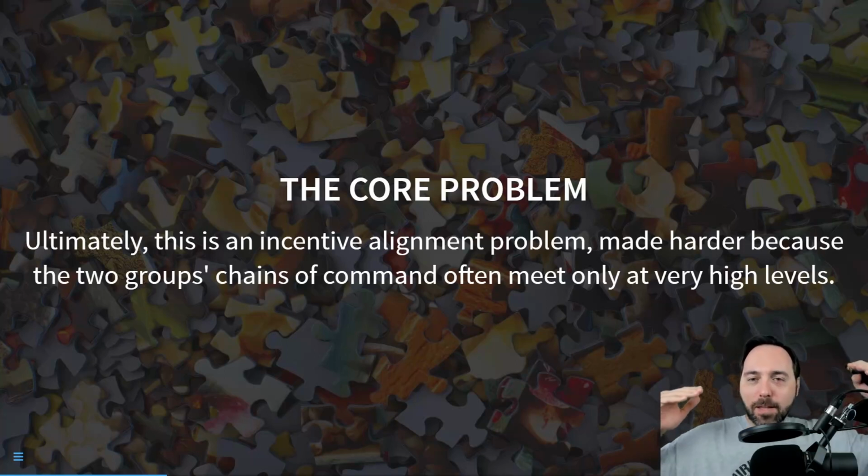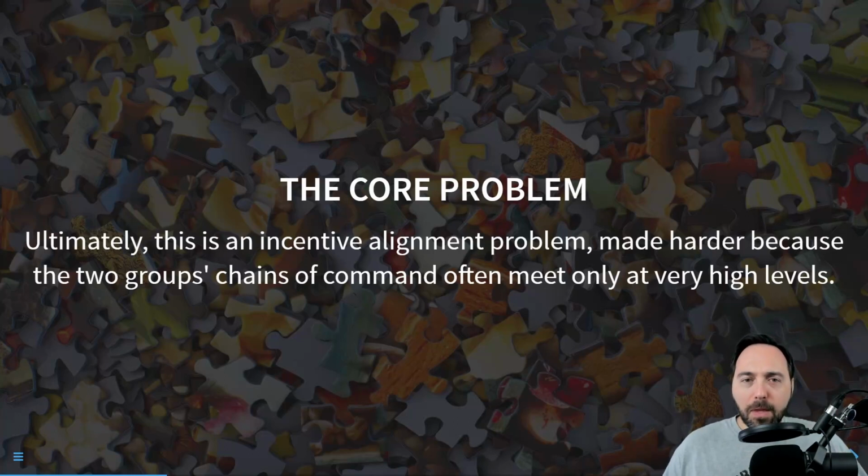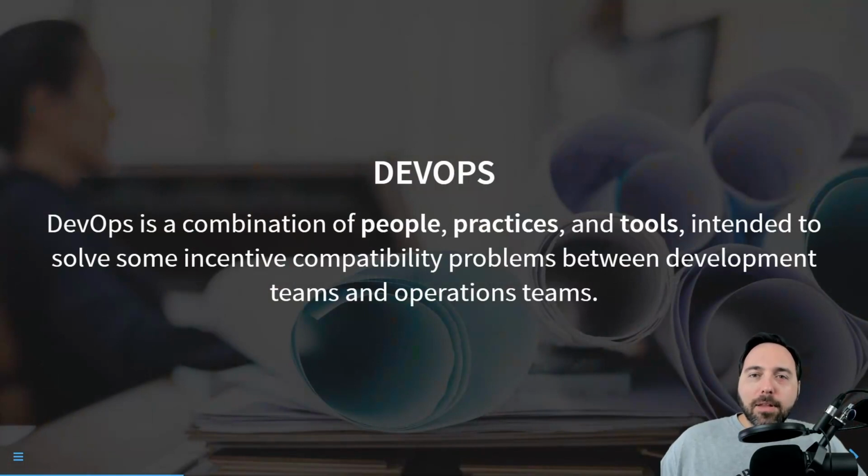They typically report up like 2 or 3 levels. Maybe you get to directors or VPs before these groups meet, and you have a common lead. Well, that means we've got several layers of management in between them. And as a result, you're going to have different incentives. You'll have divergence. The idea of DevOps is we're going to try to minimize that divergence. This is a combination of people, practices, and tools, or people, practices, and processes, if you want the alliteration. The goal here is we want to solve some sort of incentive compatibility problems between development teams and operations teams.